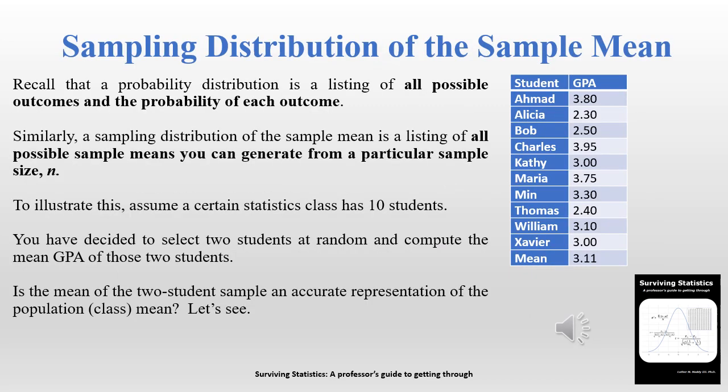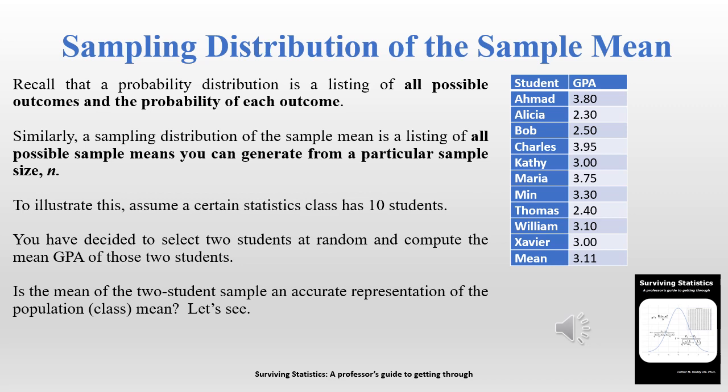As we begin our discussion of the sampling distribution of the sample mean, let me just remind you that the whole purpose of this is to illustrate mathematically that samples can represent populations. A sampling distribution of the sample mean is much like a probability distribution. It's going to list each and every possible outcome and the result. With a sampling distribution, we have all possible sample means you can generate from a particular size of sample, which we designate with a lowercase n.